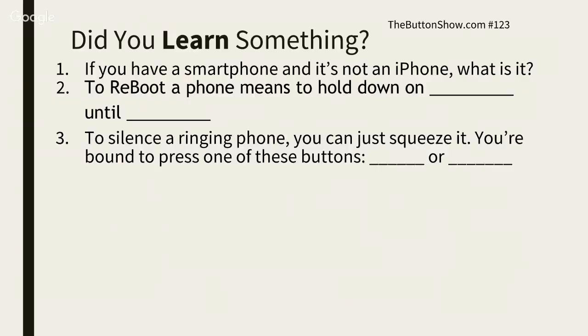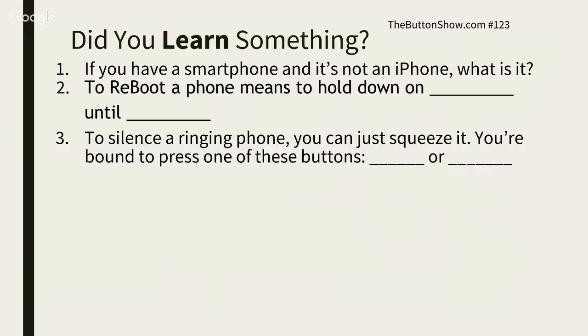Okay, to silence a ringing phone, you can just squeeze it. You're bound to press one of these buttons. Either the power button or the volume button, when pressed, will silence a ringing phone. It doesn't hang up on the person. So you can still walk out of the theater and then take the call, but it will stop the ringing.